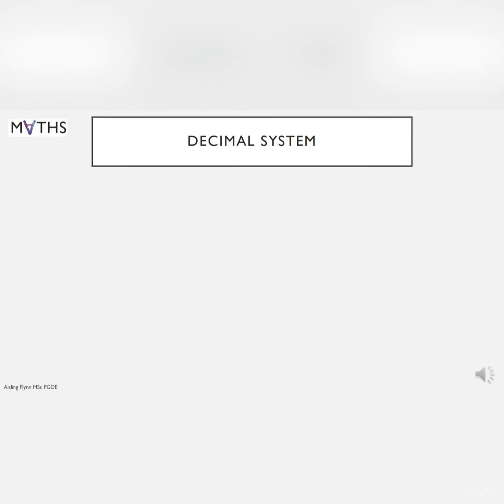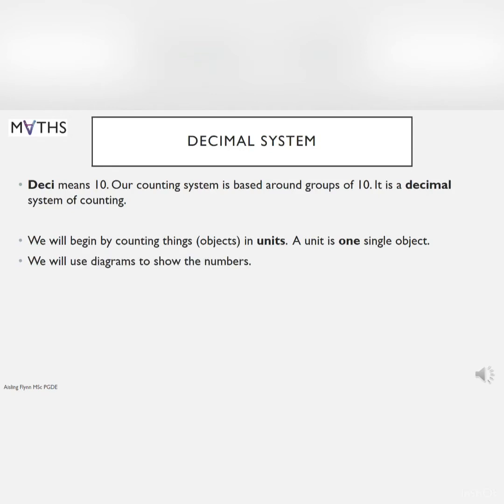So the decimal system. Deci means 10. Our counting system is based around groups of 10. It is a decimal system of counting. We will begin by counting things or objects in units. And a unit is one. A unit is one single object.